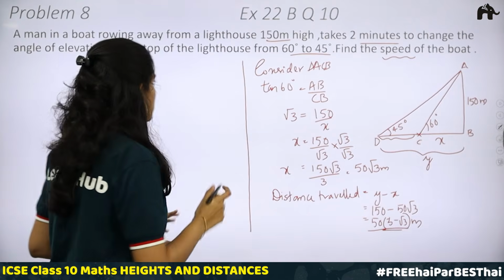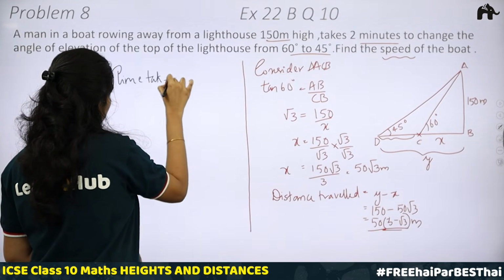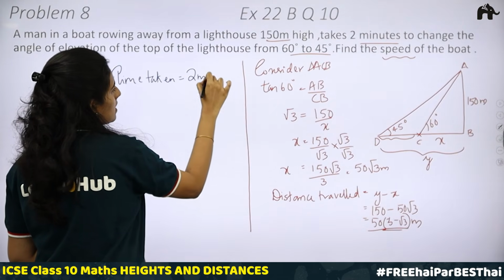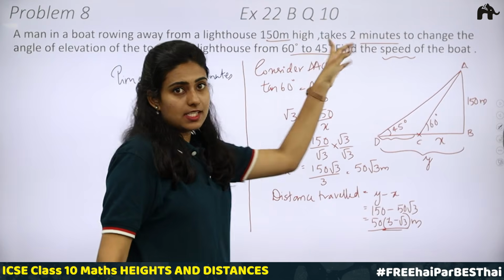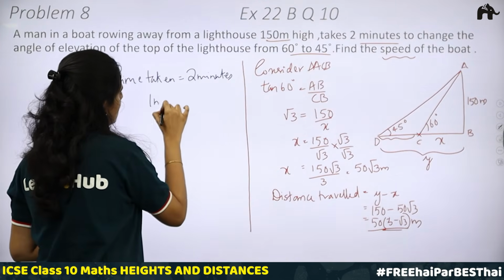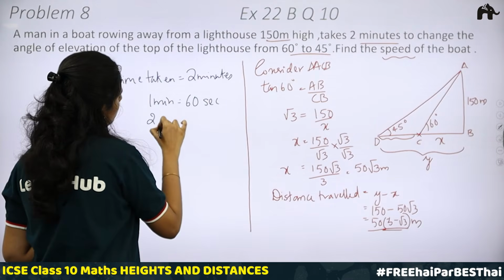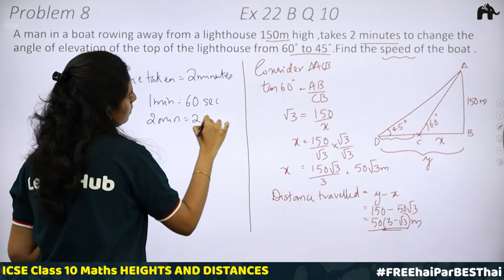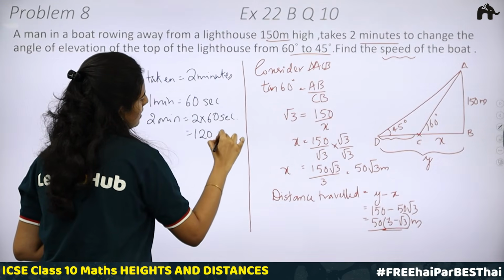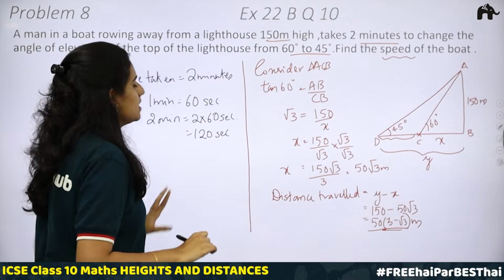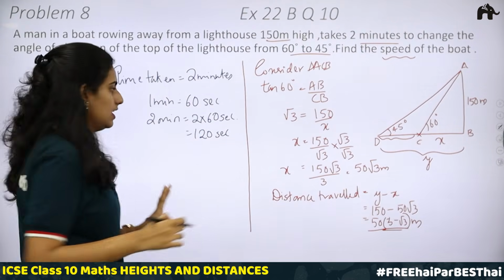Okay. Next, we need the time taken. Time taken is given 2 minutes. When distance is in meters, time should be in seconds. We have 1 minute is equal to 60 seconds. Therefore, 2 minutes will be equal to 2 into 60 seconds, that is 120 seconds. Okay. So 2 minutes is equal to 120 seconds. The total time taken is 120 seconds.